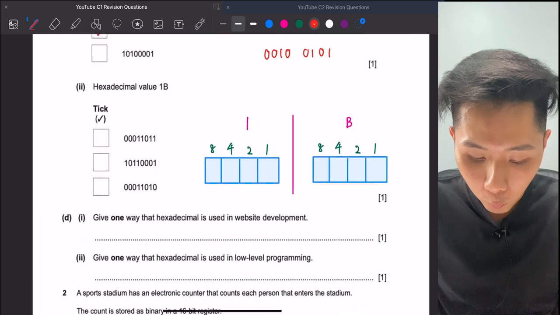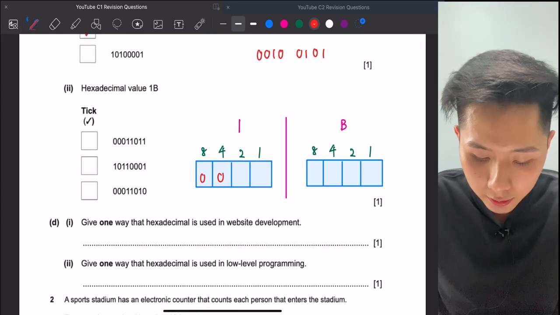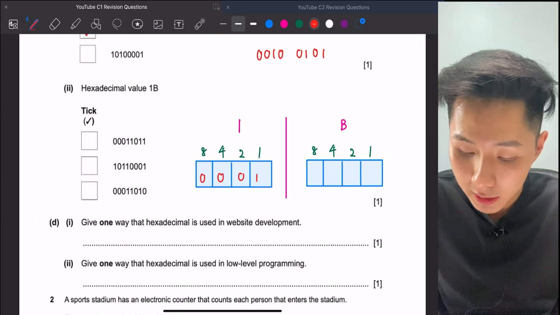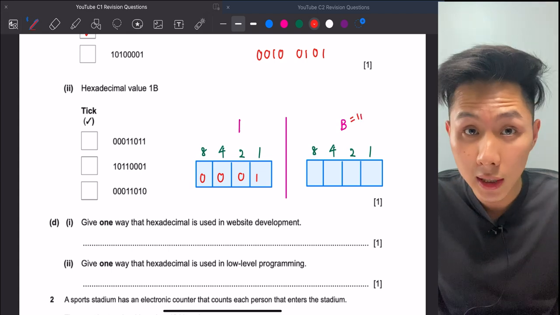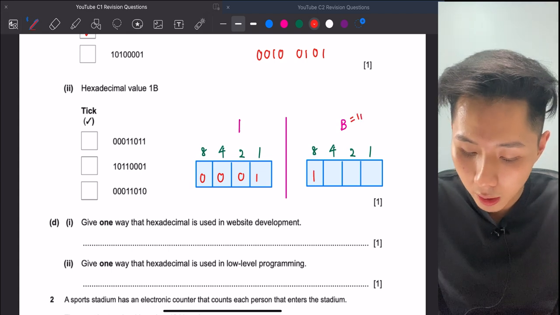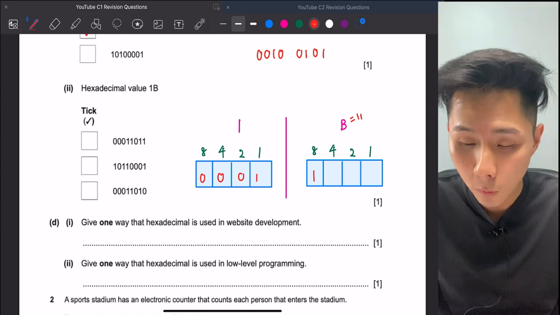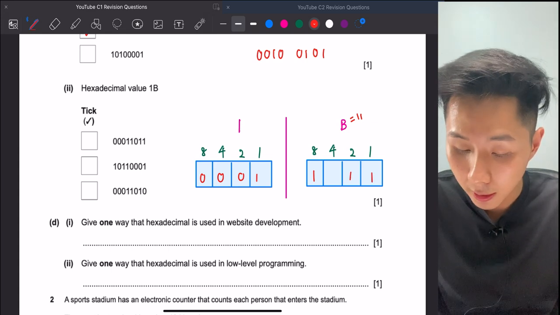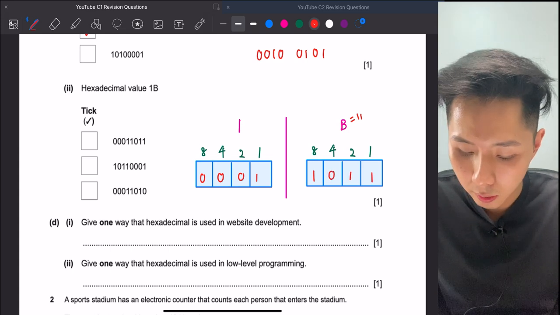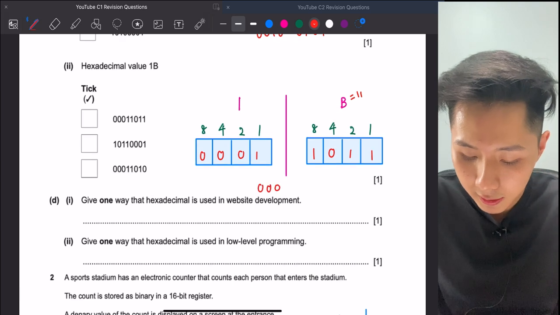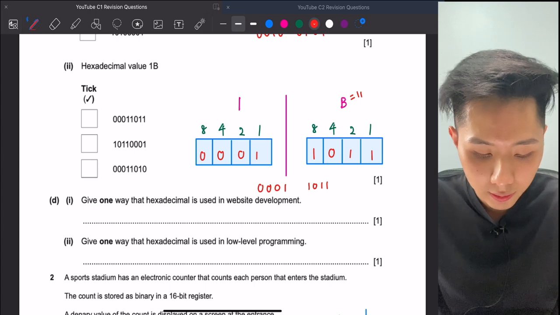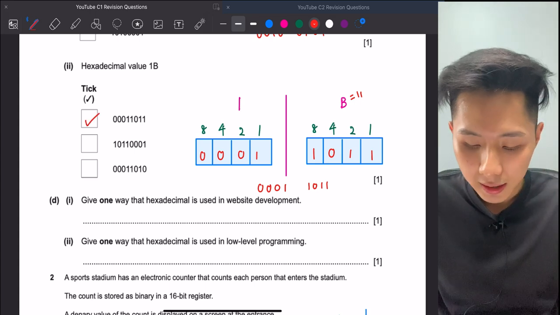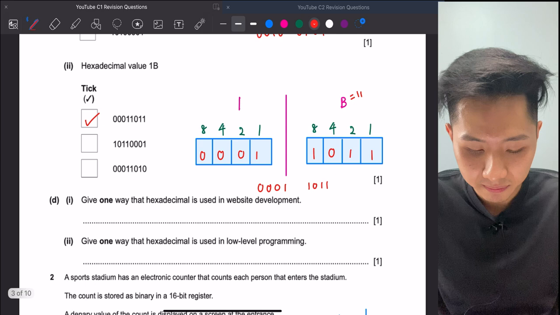1b. So 1, I can do 0, 0, 0, 1. Whereas b, if you remember, is equal to 11. And so to make 11, I would do 8 plus 2 plus 1, and I'll get 11. So I got 1, 0, 1, 1. And if you concatenate this result, you'll get 0, 0, 0, 1, 1, 0, 1, 1. So which is here. That's it. We got our answers here.